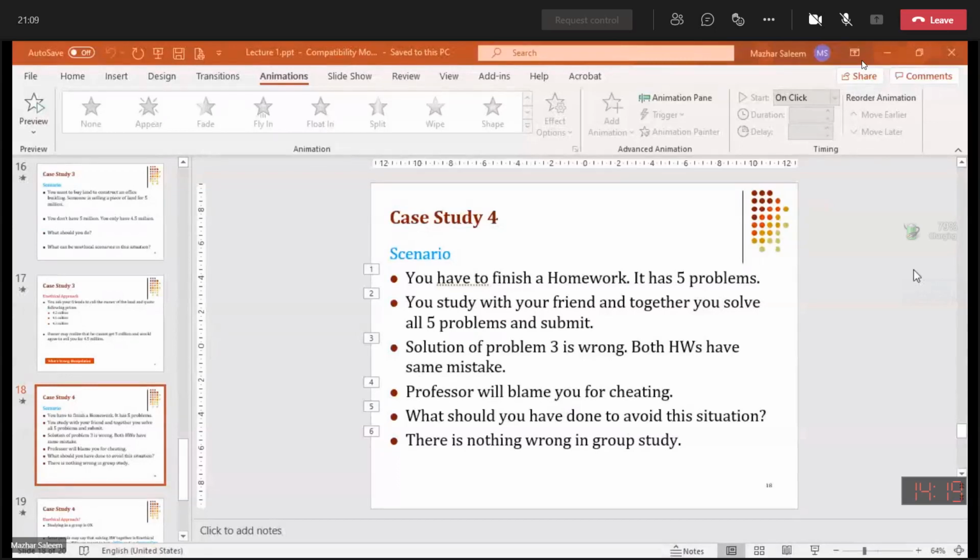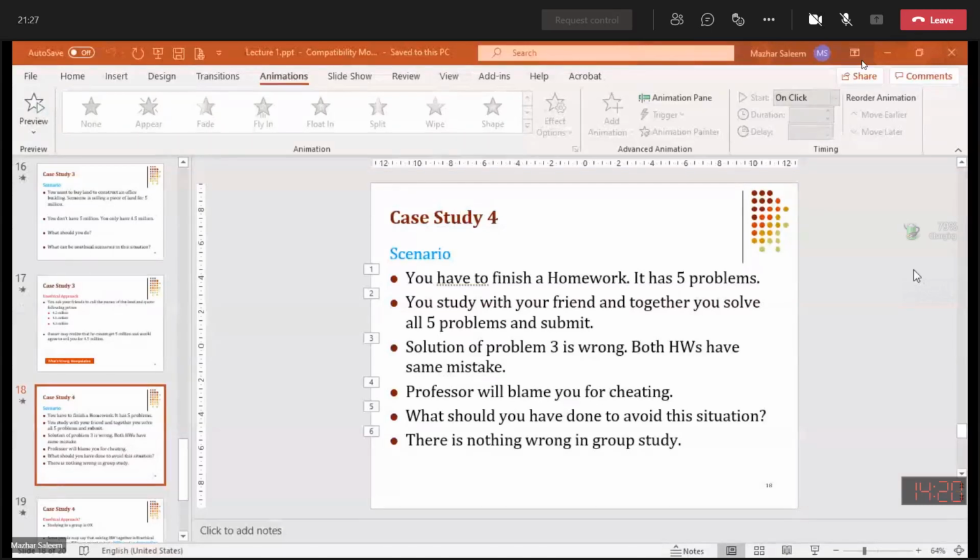Sir, group study is not bad, but I think group cheating is bad. We should solve our own problems and where we find difficulty, then only we can discuss with each other. All right. Okay, good. So this is one perspective.